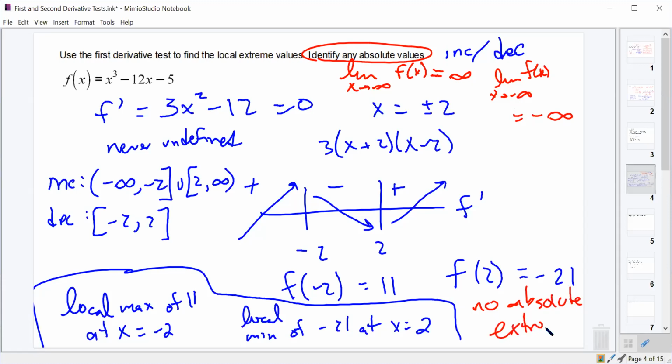Now, we could have a function that's always increasing, but it might be increasing towards an asymptote. So we want to check and see if it's going towards infinity or negative infinity to make sure about the absolute extrema. Does that make sense? Yeah. And we'll see some examples of that today or tomorrow.